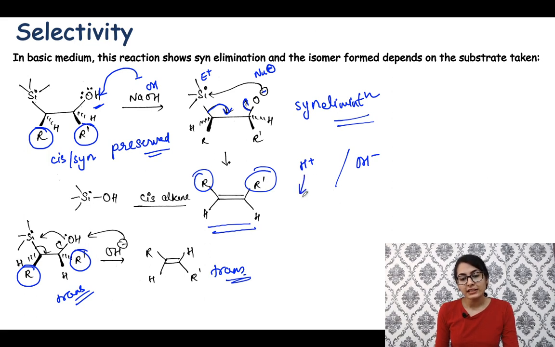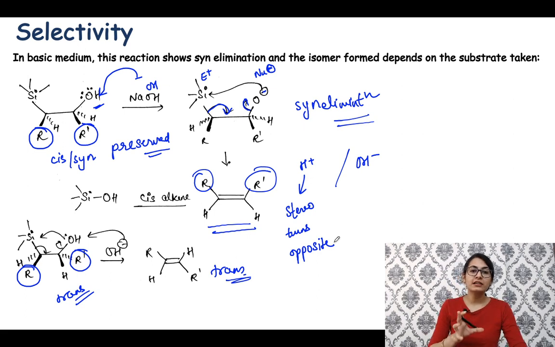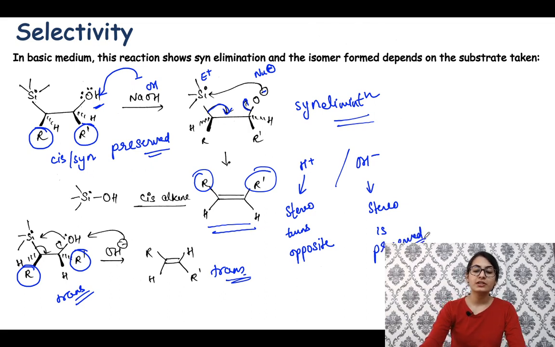So in the acidic medium, stereo turns opposite. Alright, if it is a cis molecule, it's going to give a trans alkene. If it's a trans molecule, it's going to give a cis alkene. In the basic medium, stereo is preserved. Alright, it's going to be the same as it was in the original molecule.